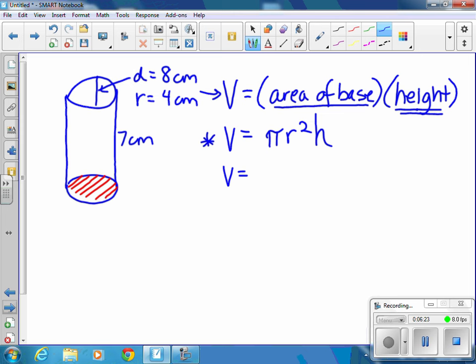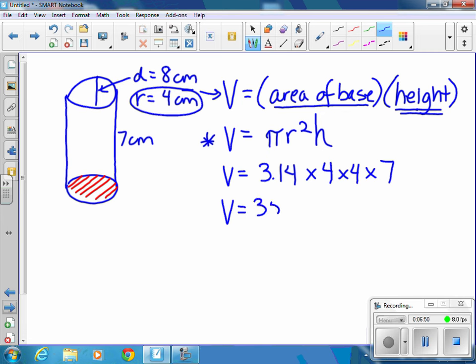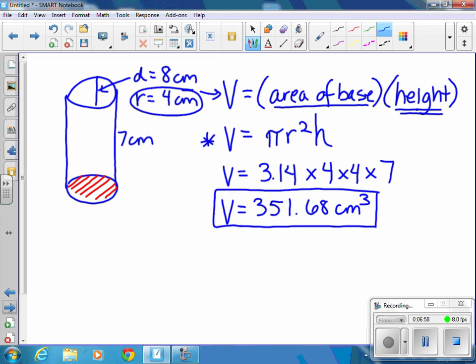So let's plug in our numbers. 3.14. Remember, use the 3.14, not the pi button on your calculator. Radius. Well, again, they gave me diameter, but I have my radius right here. So my radius is 4. Now, I like to write it out, 4 times 4, because that is radius squared. 4 squared is 4 times 4. Times the height, which is 7. When I put all that in my calculator and multiply it all out, what I wind up with is 351.68 centimeters cubed. Again, remember it's a 3D shape, so I'm using cubed instead of squared.